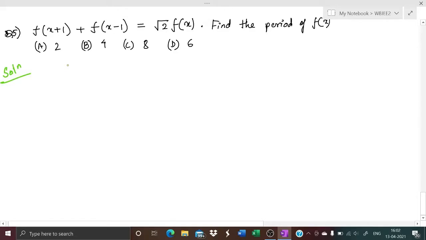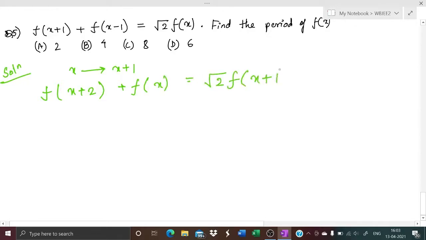Okay, because you have to almost solve this intuitively. So see, first I will put x as x plus 1 in the given equation. After putting this, I will get f of x plus 2 plus f of x equals under root f of x plus 1. Now you will see why I am doing this: so that I get something common, or some cancellation can be done. Next, I will put x as x minus 1 again in the main equation.